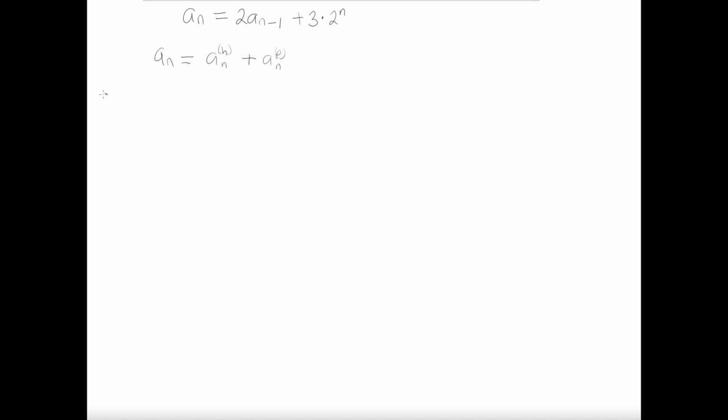So you have a_n^(h). This is the homogeneous part because it all depends on a and then n. So you have a_n minus, we're going to bring everything to one side and equate it to 0. So a_n minus 2a_(n-1) equals 0.